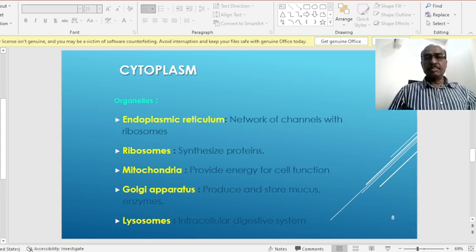Mitochondria. And mitochondria provides energy for cell function. Mitochondria is like a factory for producing energy. Golgi apparatus produces and stores mucus, enzymes. Lysosomes, it's an intracellular digestive system.